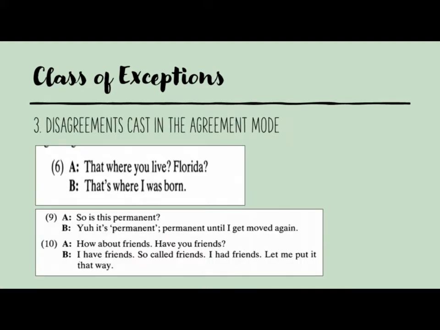Next exception is disagreements cast in the agreement mode. In response to "where do you live, Florida," B obviously does not live in Florida. He might live in California. He could say no, but he doesn't. He finds a way of providing an agreeing response. This is one way in which an orientation to agreement might be said to operate to shape an answer in partial independence of what the facts are.